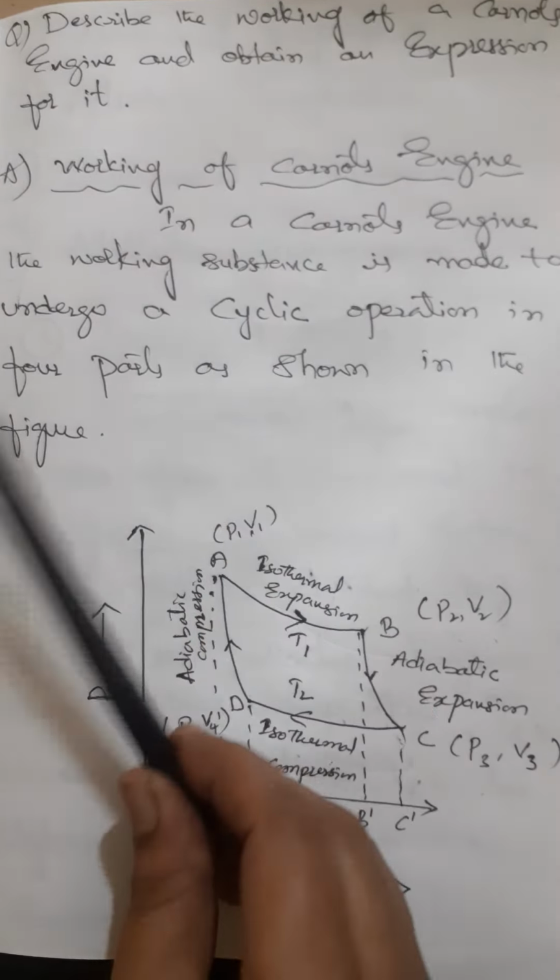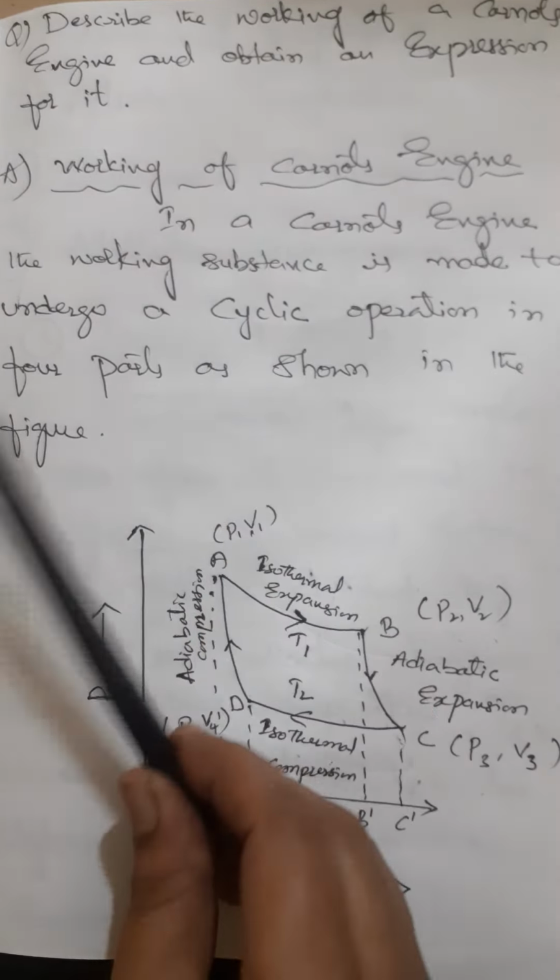Before going to talk about the working of the Carnot's engine, first of all we should know what is source, what is sink, what is insulating stand, and what is working substance. If you don't know these, we can't understand the whole topic. So first of all, we should know what is source.